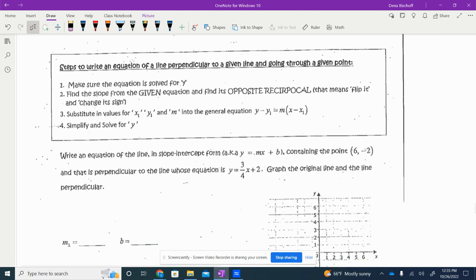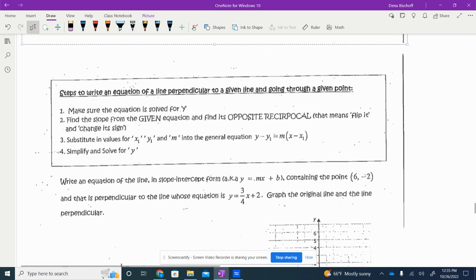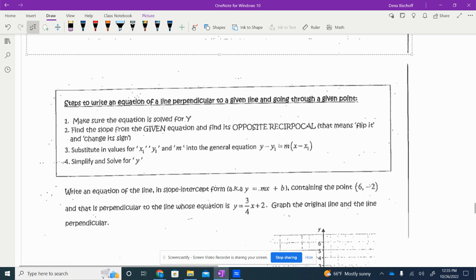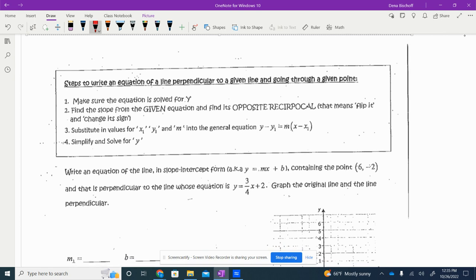So now we're going to talk about writing the equation to a line that's perpendicular to the given line. So still want to solve for y. We still want to make it look like y equals mx plus b. Why do we need that? Because we need to know slope. We can't do any of this without the slope.